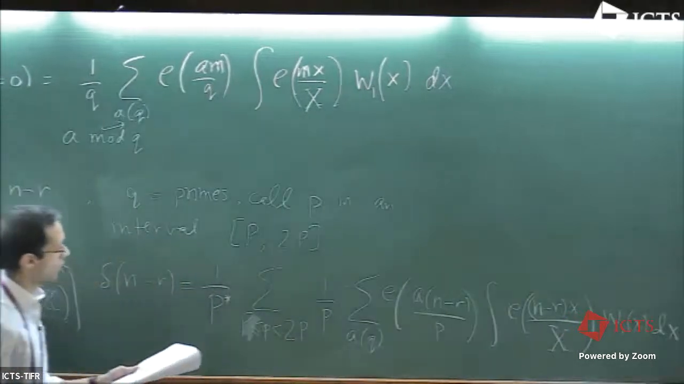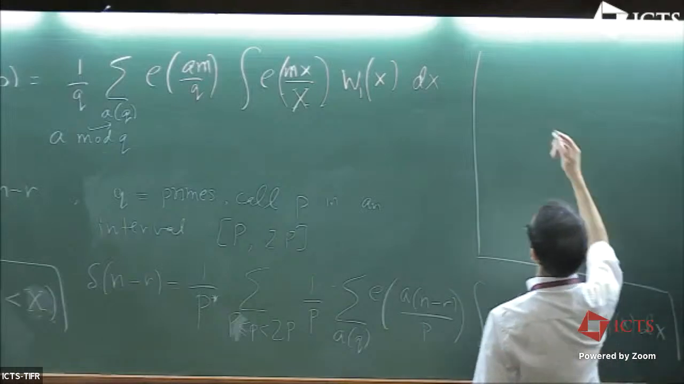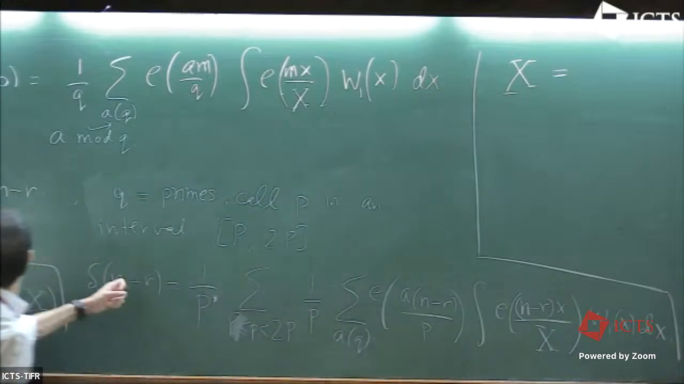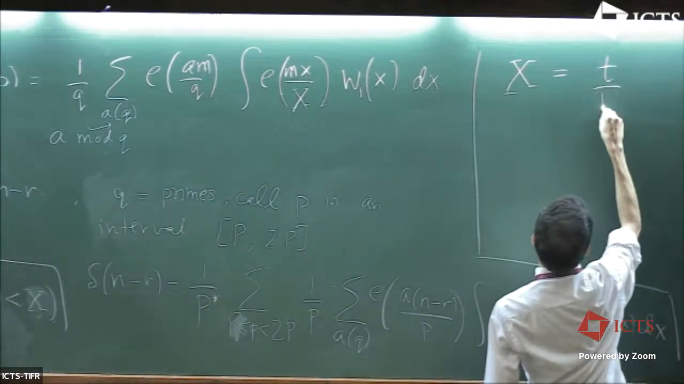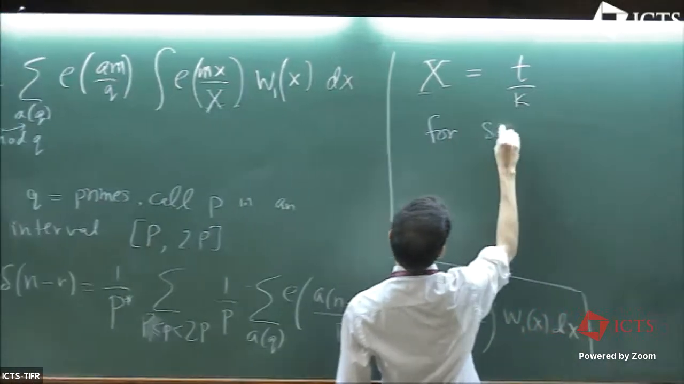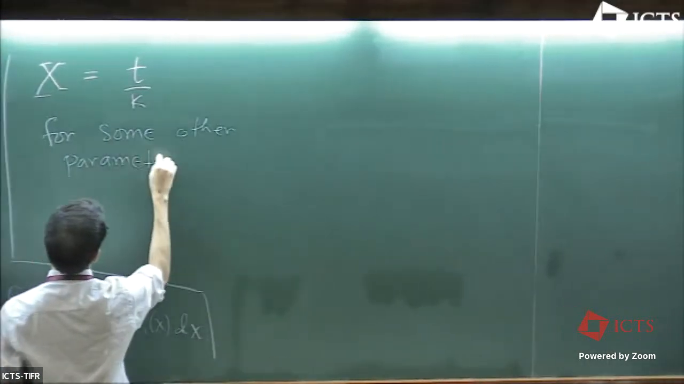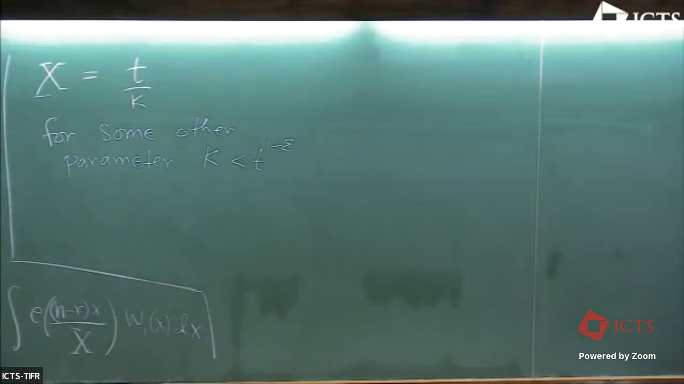And also for notation, you'll see this is going to be a little bit handy. Again, X is a parameter. Over here, the sizes of n's and r's that I'm taking are of size t. So I'm just going to redefine a parameter. I'm going to call X to be t over k for some other parameter that we choose. k we will choose to be something strictly less than t. So big X is also something strictly less than t.